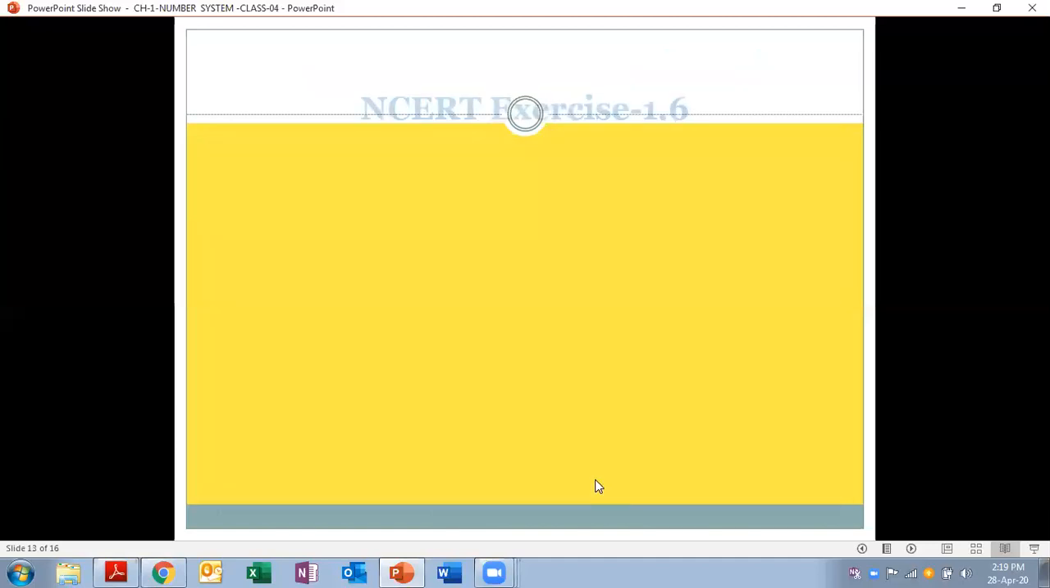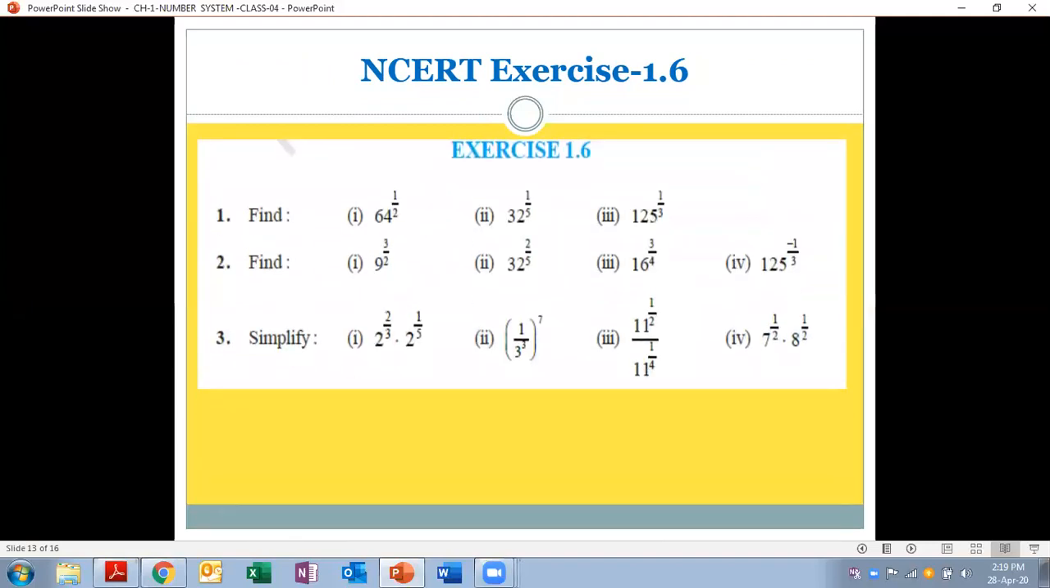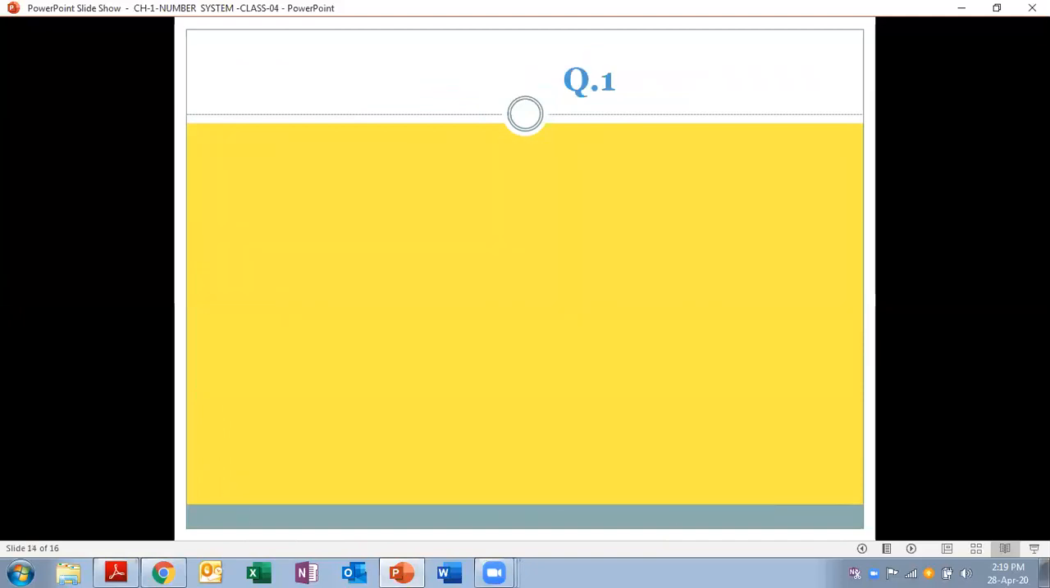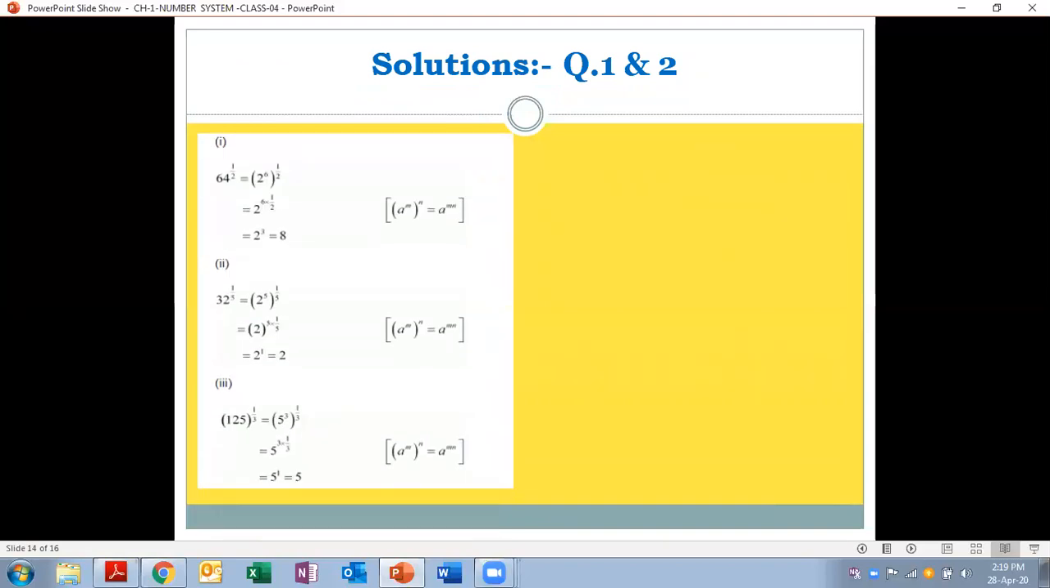In the next slide, we have NCERT exercise 1.6, and here we have 3 questions, and all the questions are to be solved on the basis of the identities related to exponents. So here we have the solutions of all these questions. In solution 1 and 2, we have all 3 parts. You can see 64 can be written as 2 to the power 6, and then power 6 and power 1 by 2. We have to multiply exponent of exponent.